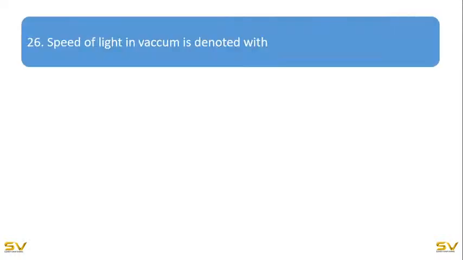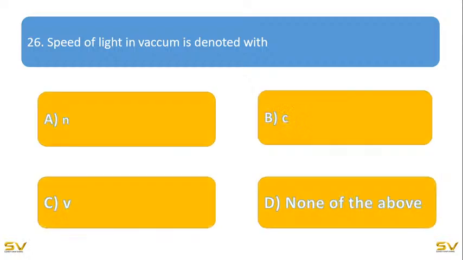Speed of light in vacuum is denoted with. So this is not the value, it is the symbol. So what is the symbol that it's denoted with? Is it N? Is it C? Is it V? Or none of the above? Speed of light in vacuum is denoted with either N, C, V, none of the above.